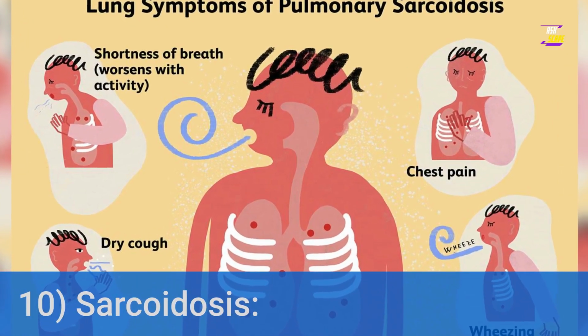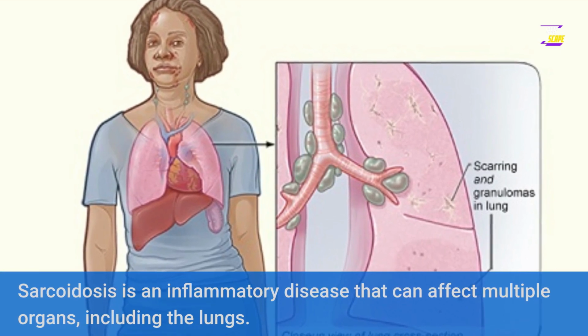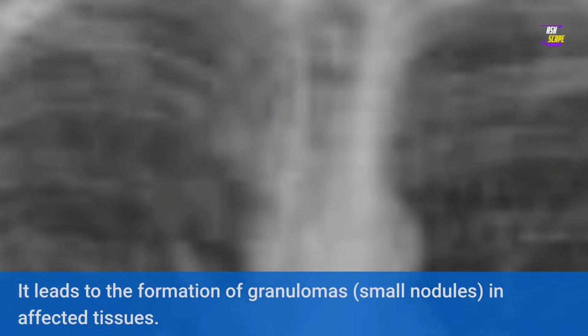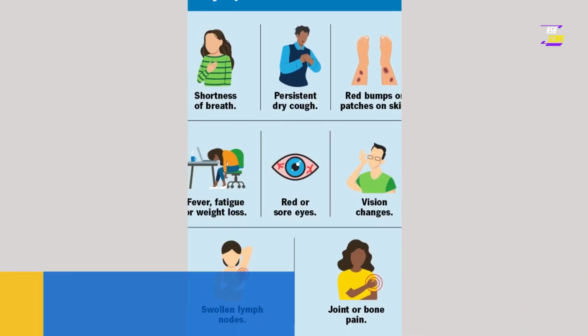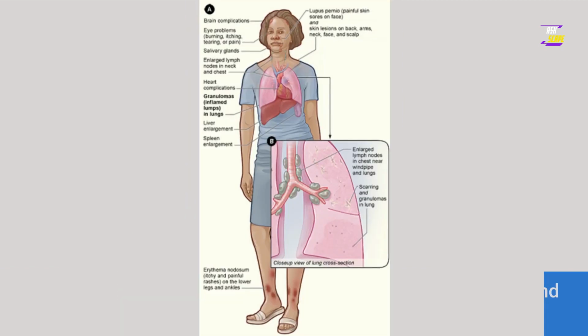10. Sarcoidosis. Sarcoidosis is an inflammatory disease that can affect multiple organs, including the lungs. It leads to the formation of granulomas, small nodules, in affected tissues. Symptoms vary but may include cough, shortness of breath, and fatigue.